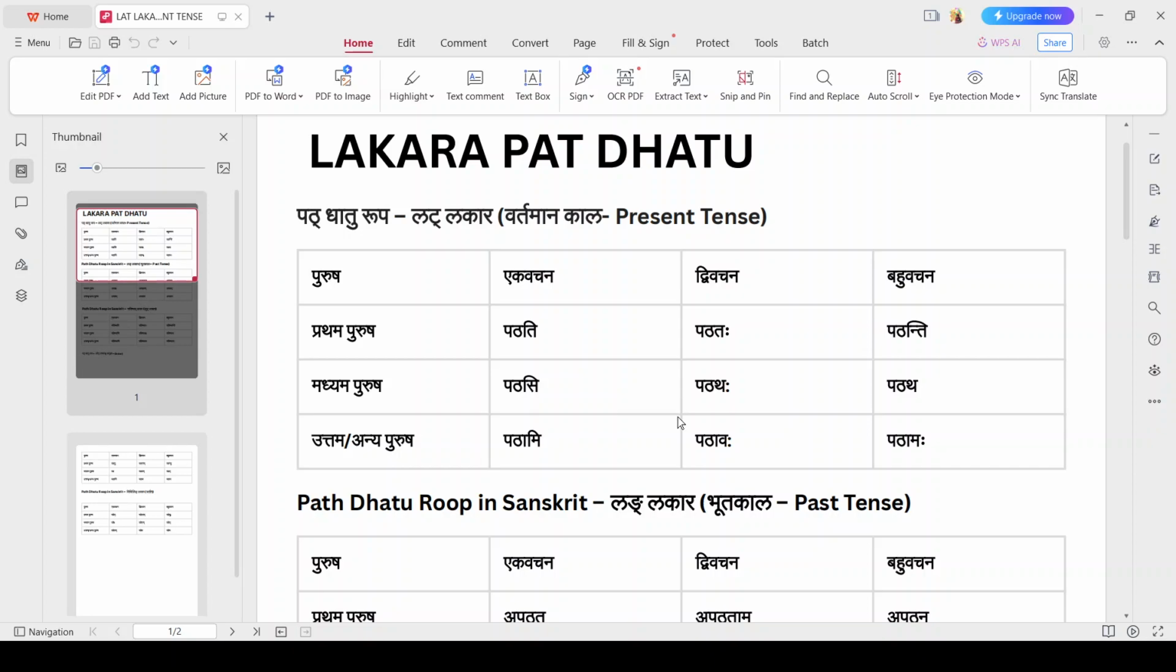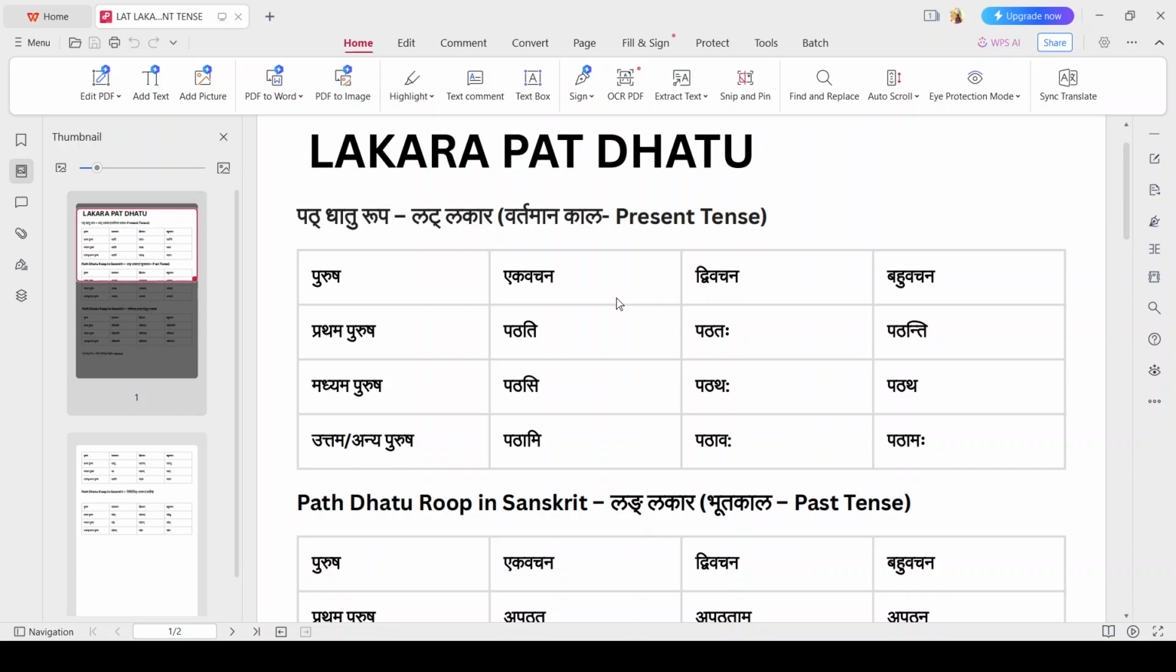And the last one is Anya Purusha or Uttama Purusha, that is aham. Aham pathami, I am learning. Then pathavaha, because I and my friend, we are two, only two. For explaining two people we use pathavaha. Then pathamaha for more than two: I am learning, my friend is learning, and one more person is also learning. To explain that we use pathamaha.